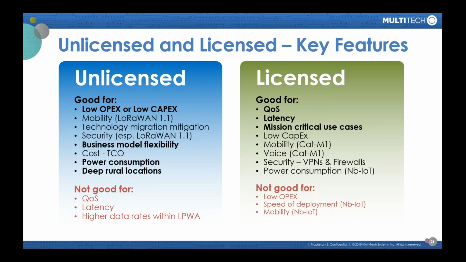So what I've tried to do here is just show you the main differences between licensed and unlicensed: what they're really good at, which are the items in bold, especially in comparison against each other, and then what they're good at in general, which would be the rest of the items there, and then what they're not so great at. Because again, it always comes down to what is your use case, what are the pain points that you're trying to solve.